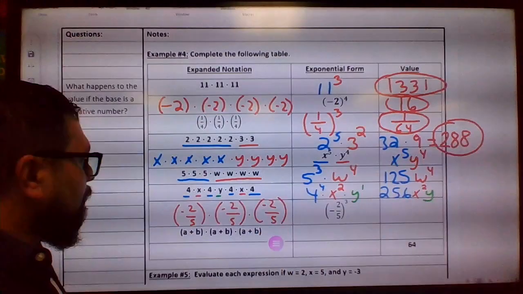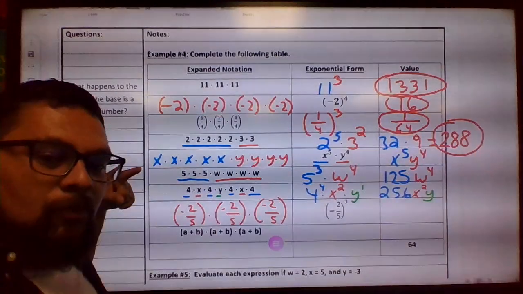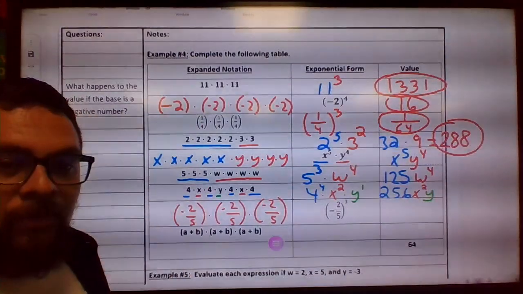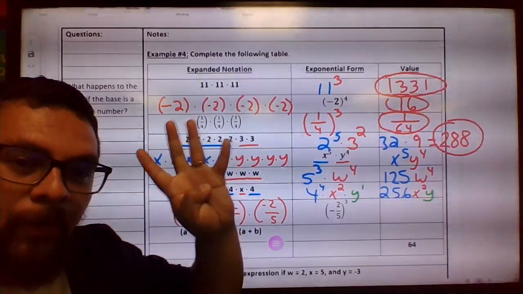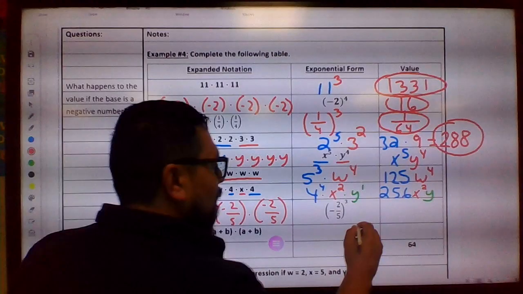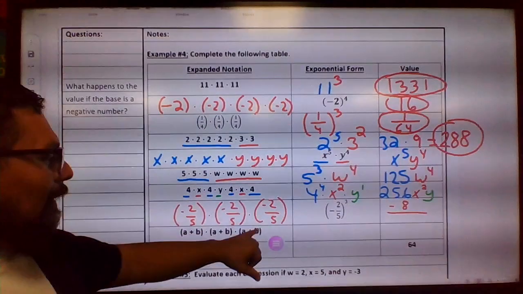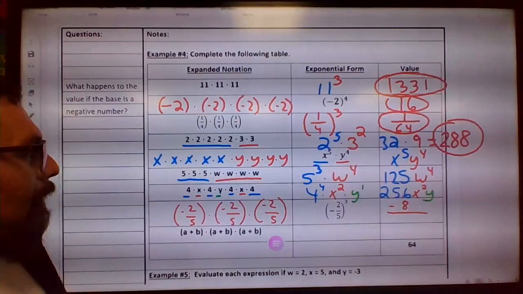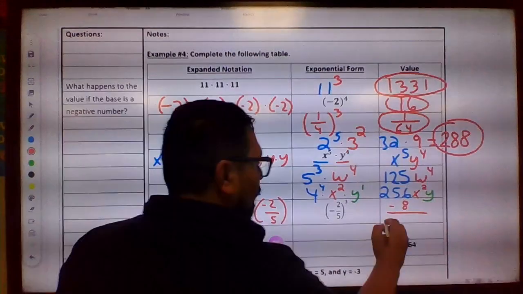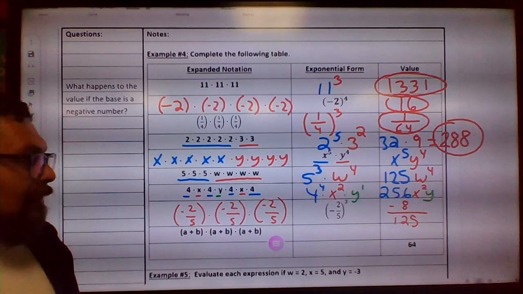Okay. And now let's actually do the multiplication. And remember, when you multiply fractions, you just multiply across. So negative 2 times negative 2 times negative 2. Negative 2 times negative 2 is 4. 4 times negative 2 is negative 8. Okay. And then on the bottom, 5 times 5 times 5 is 125. We got it over here, remember that? So 5 times 5 times 5 is 125. Okay? And that is our answer.